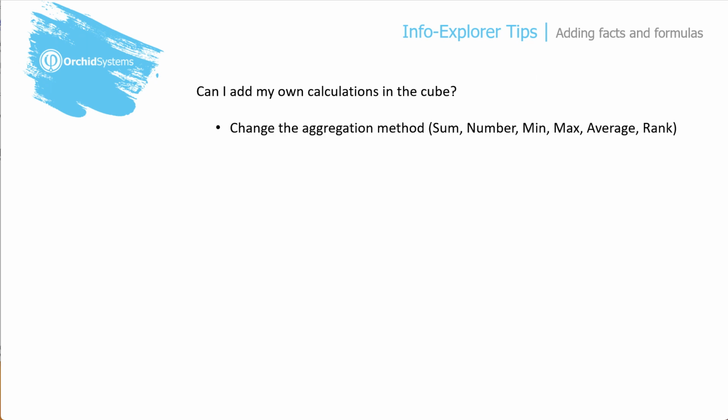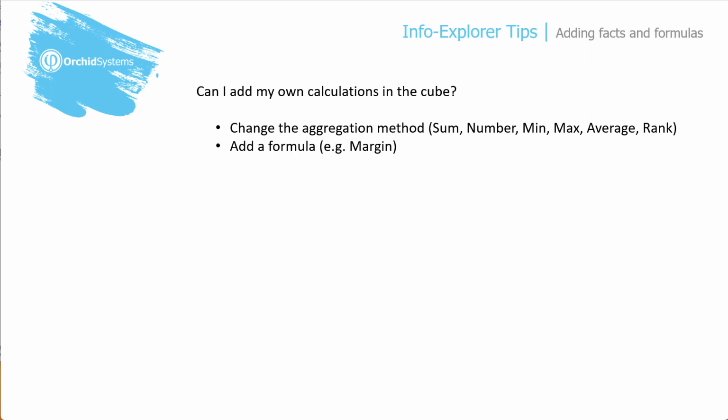The next feature we're going to look at in Info Explorer is adding facts and formulas. So this enables you to add your own calculations in the cube. Firstly, you can change the aggregation method of a fact in the cube. So a fact is a number that is being returned by the SQL query. By default, your facts will be summed, but you can calculate the number of records in that fact, the minimum value, the maximum value, the average value, and a ranking.